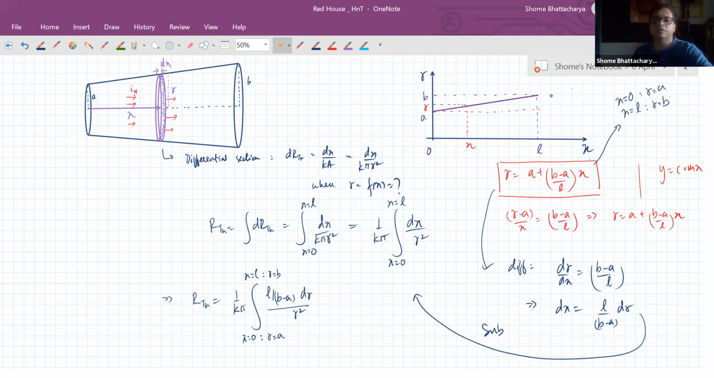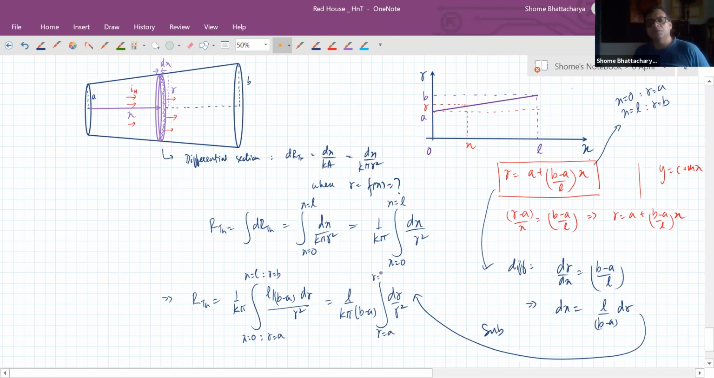Or you can see in the graph that I've drawn above. So this becomes quite simple now really. It becomes L upon k pi (b minus a). This also comes outside the integral. And now it's dr by r square, lower limit r equal to a to upper limit r equal to b, which is actually a very simple integration. So this is something we have to gradually learn with experience, how to substitute in a clever way so that the integration is easier to solve and not so lengthy.